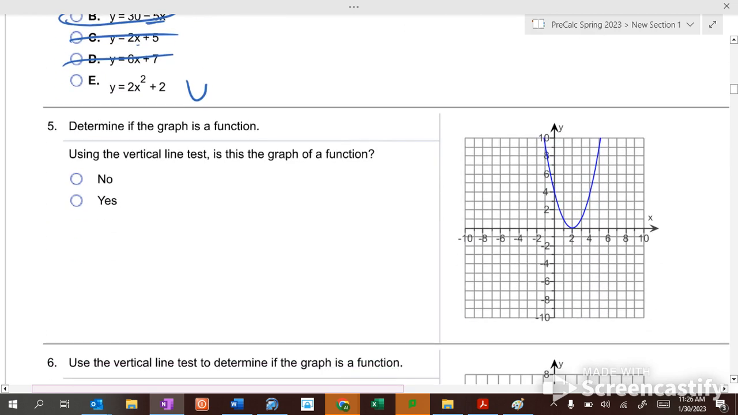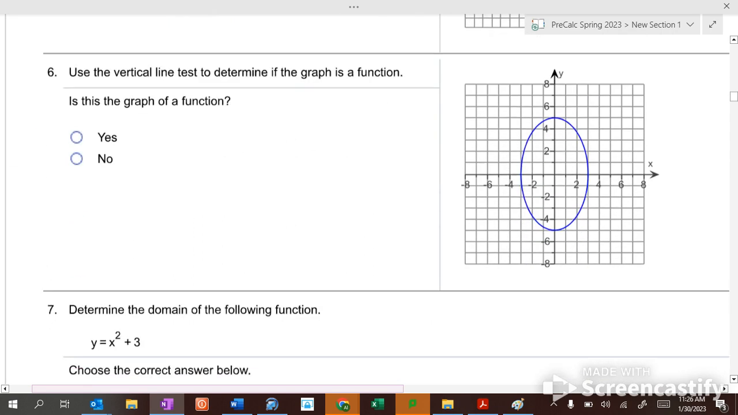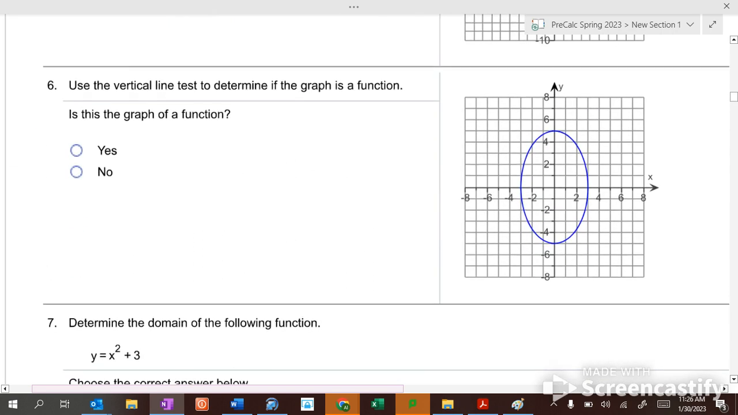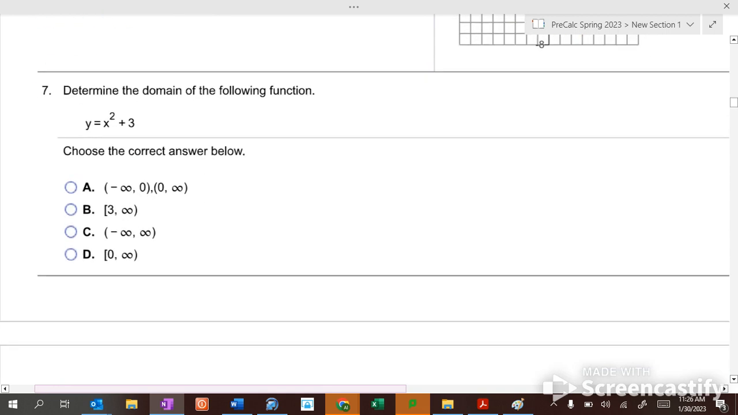Graph the function. Is this a function or not? Does it pass a vertical line test? Yes, it passes a vertical line test. Is this a function? Does it pass a vertical line test? No, it does not pass a vertical line test.